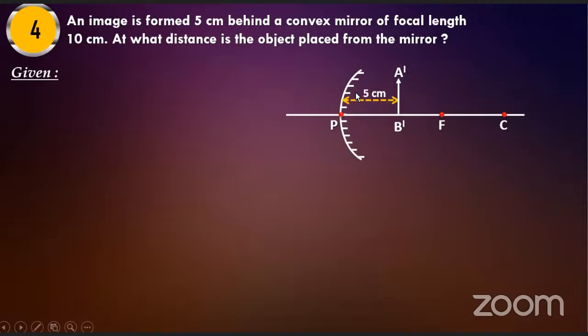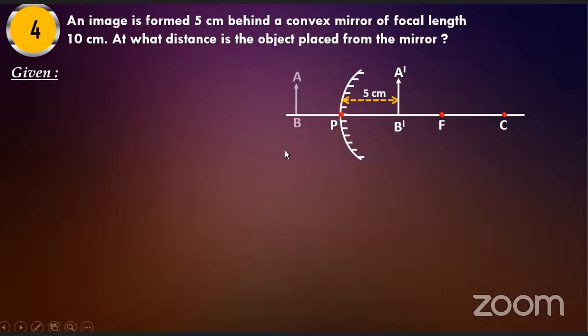Is the image distance positive or negative? Positive. Why is it positive? It is behind the mirror, along the positive x-axis as per our sign convention rules. This is the x-axis and this is the y-axis. Wherever the pole is, there only we have to draw the y-axis, so that we can understand easily. So it is along the positive x-axis and this side is negative.